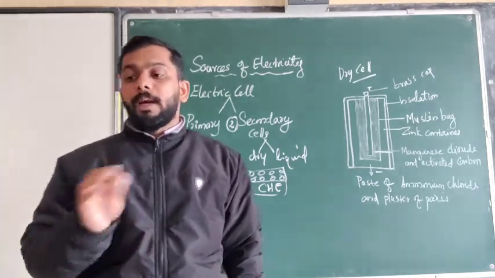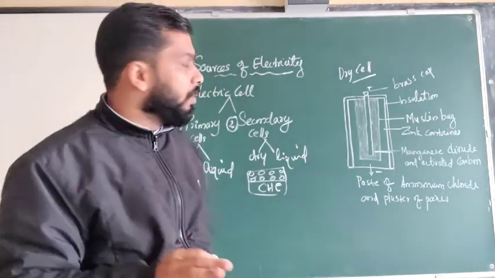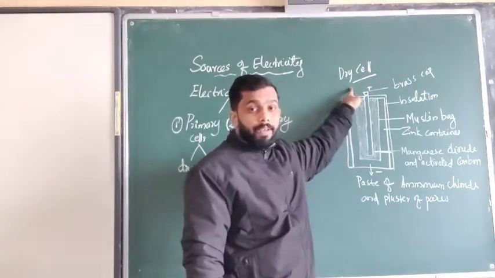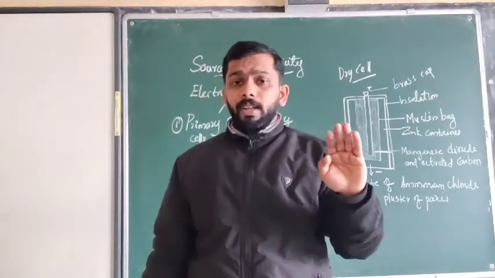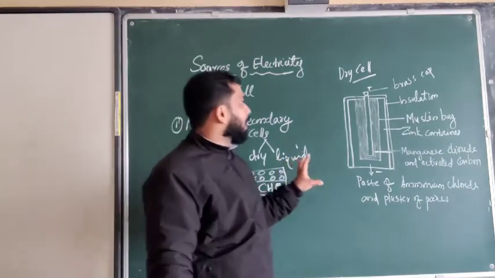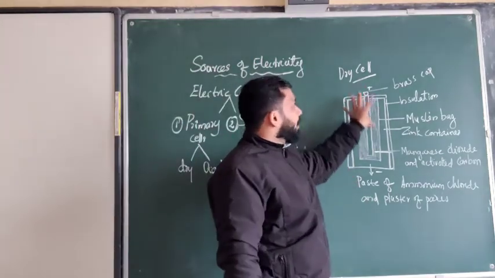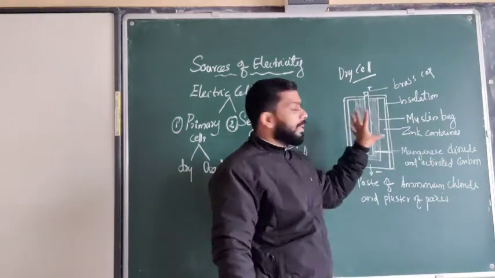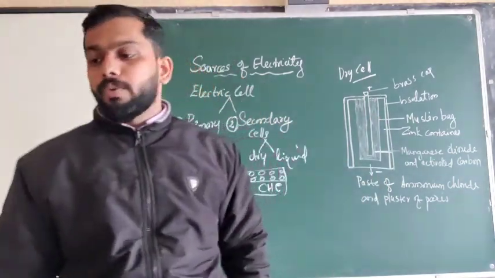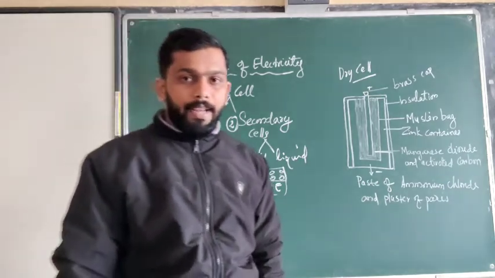Okay, now again coming to a simple dry cell. We are going to study the main parts of a simple dry cell. It's very important because in the exam it can be asked to explain with a diagram. So what are the main parts? See, a dry cell is situated inside a zinc container.